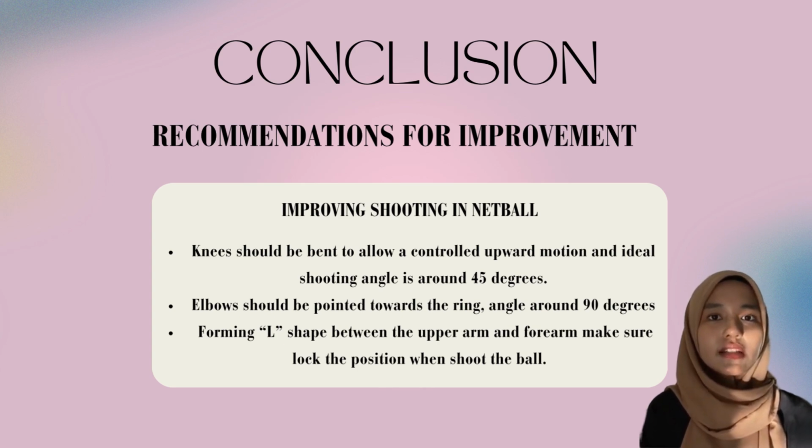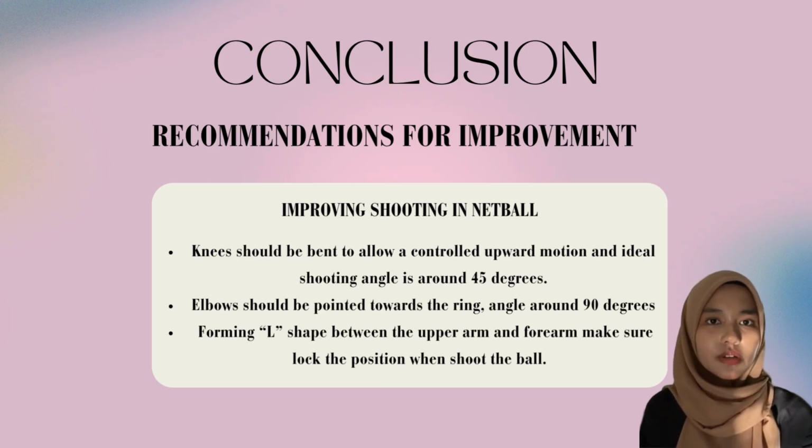And other than that, to improve our shooting, our elbow must be pointed toward the ring with an angle around 90 degrees. Other than that, we need to form an L shape between the upper arm and forearm and lock the position when we are shooting. So that's all for our presentation.